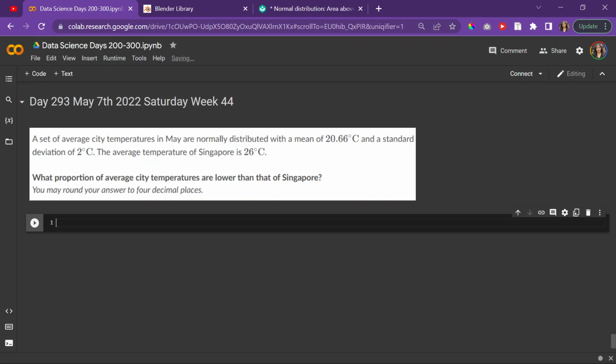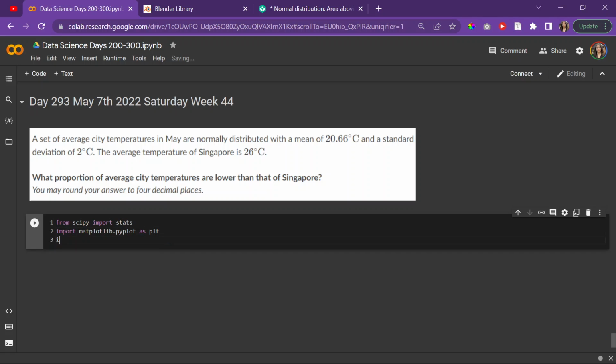So first things first, my objective is to visualize this because I always have an easier time when I visualize. So I'm going to do from SciPy import stats, I'll get into that in a second, then import matplotlib pyplot as plt, and import numpy as np.